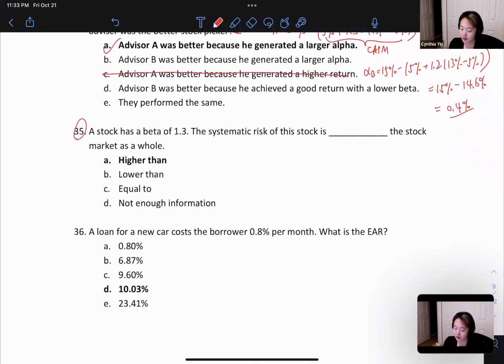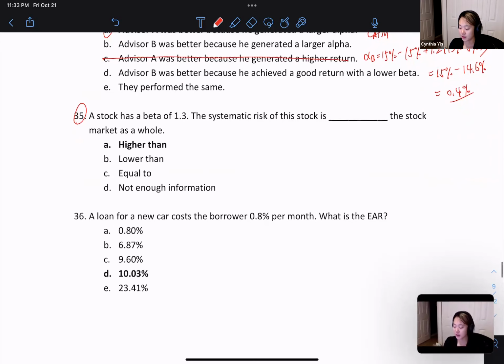35. A stock has a beta of 1.3. The systematic risk of the stock is higher than the stock market as a whole, because the stock market beta is 1.